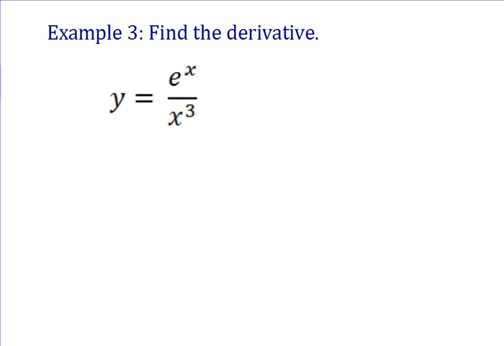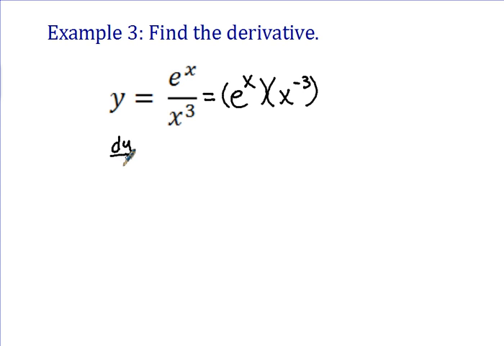y equals e to the x over x cubed. Now notice this time it's not written as a product, this is written as a quotient. But we can rewrite it as a product because we know how to rewrite that denominator. This is equal to e to the x times x to the negative 3. Now this time I'm going to apply the product rule without listing all the parts out on the side. We don't need to do that all the time. Once you get used to using the product rule, you can just figure those things in your head and do those parts as you go along.